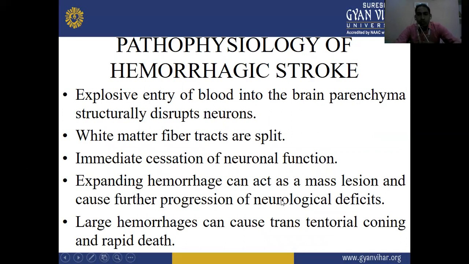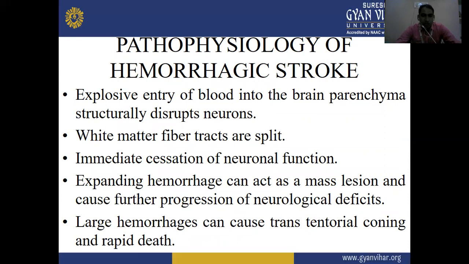Next one, pathophysiology of hemorrhagic stroke. Explosive entry of blood into the brain parenchyma structurally disrupts neurons, and white matter fiber tracts are split. White matter is found in the deeper tissues of the brain, and there is immediate cessation of neurological functions.